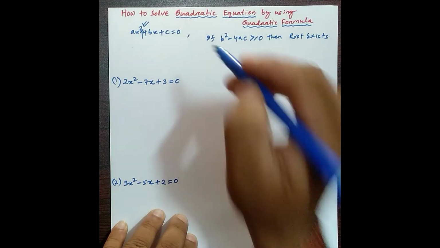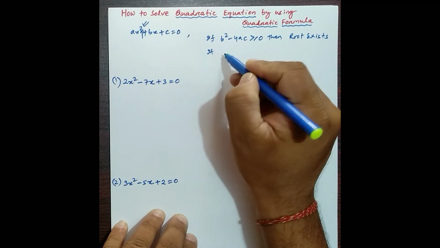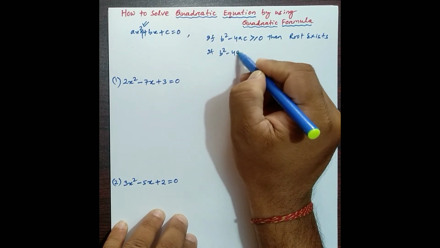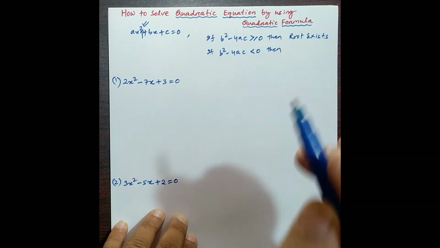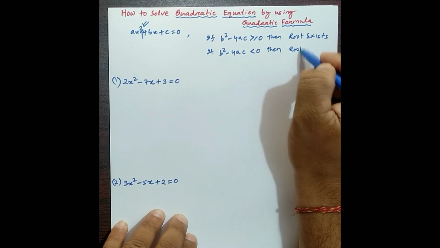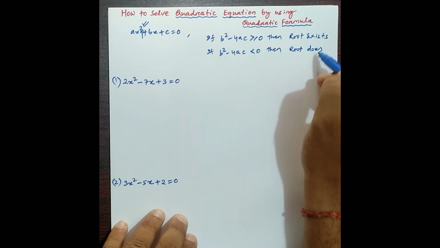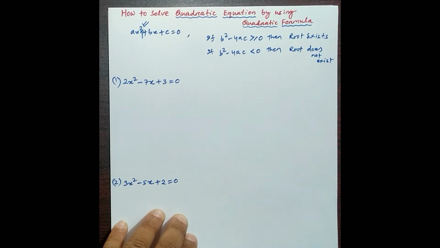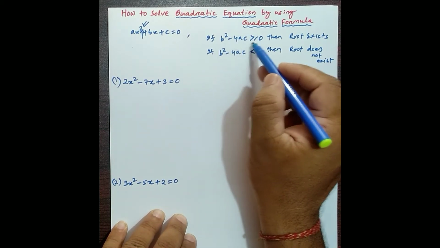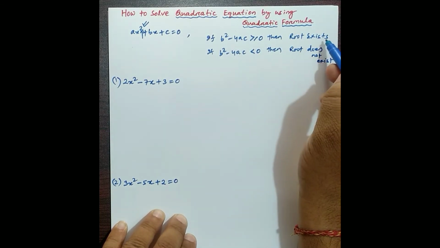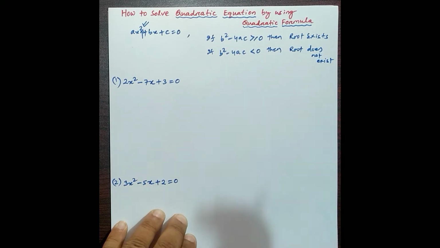Another thing is, if b square minus 4ac is less than 0, then what will happen? The roots do not exist. This thing you have to remember, right? The roots do not exist. Clear? Okay, fine. If b square minus 4ac is greater than or equal to 0, then the roots exist, meaning you can definitely easily find the roots.